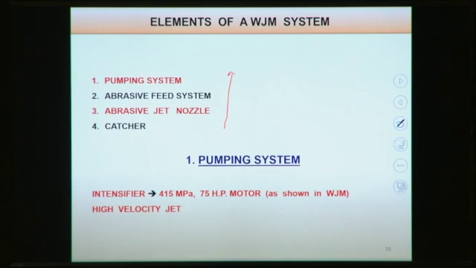Now, the pumping system I have already mentioned. You need an intensifier to generate around 450 megapascal water pressure, and for that we need a high kilowatt motor. Generally a 75 HP motor is used for generating this 450 megapascal pressure. This high pressurized water jet is converted into a high velocity jet inside the nozzle.